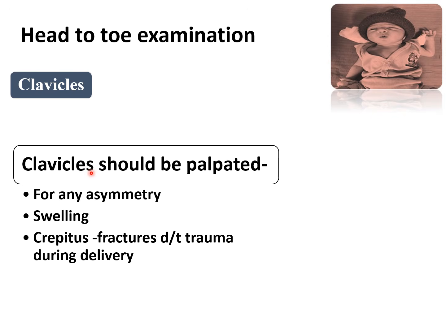After that we have to examine the clavicle for symmetry. If any asymmetry is present bilaterally, then look for any swelling and crepitus over there. Whenever there is a clavicular fracture due to trauma at the time of delivery, which is very common in breech delivery and forceps and vacuum delivery, we have to examine the clavicle for any fracture.